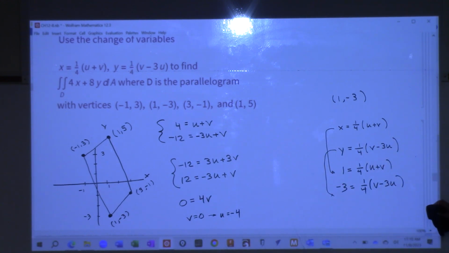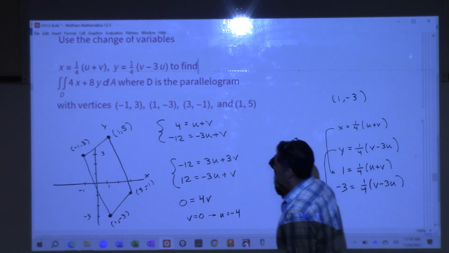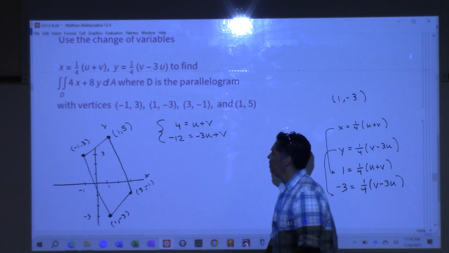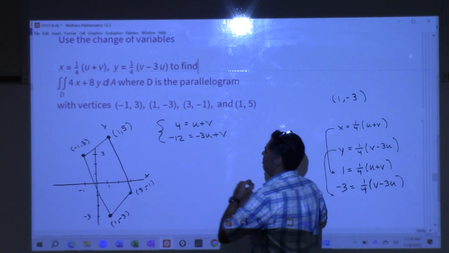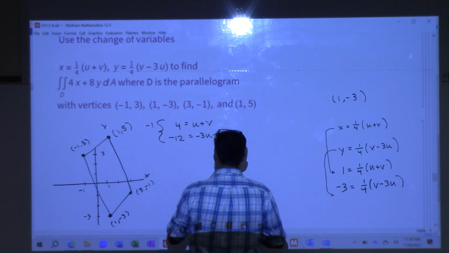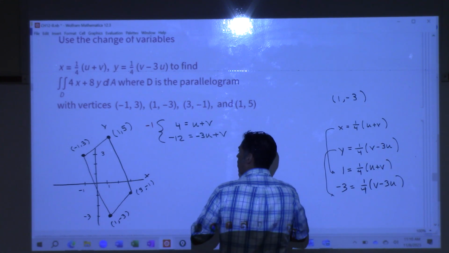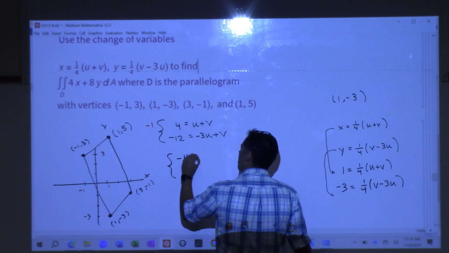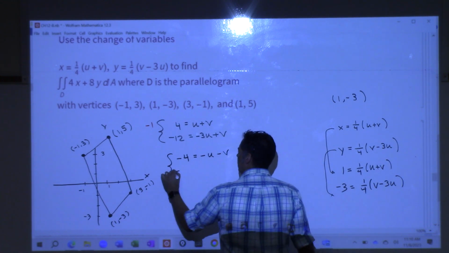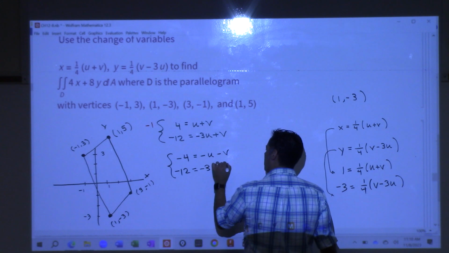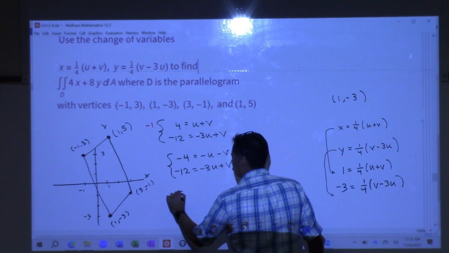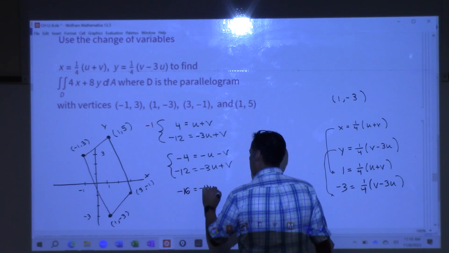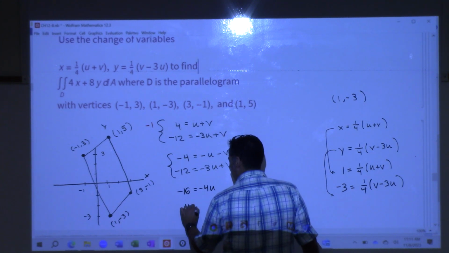Do the same clearing. You want to kill the u off again? You want to do the v this time? Yeah. Okay, we'll kill the v off this time. So to kill the v off, multiply the top one by -1. Is that all right? Or the bottom one, it's up to you. -1 on top. So we get -4 equals -u minus v. Then -12 equals -3u plus v. Add down. -16 equals -4u. So divide, you get u is 4.